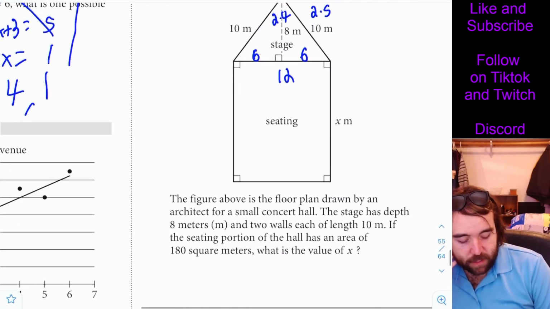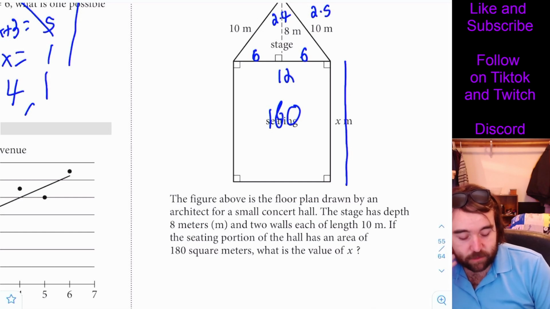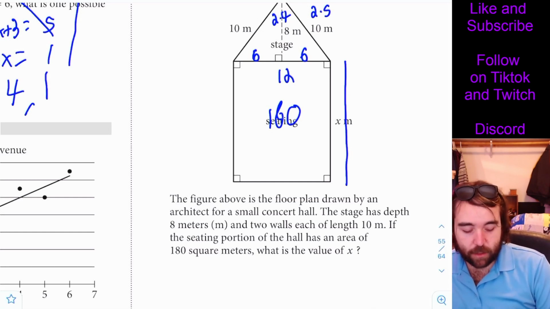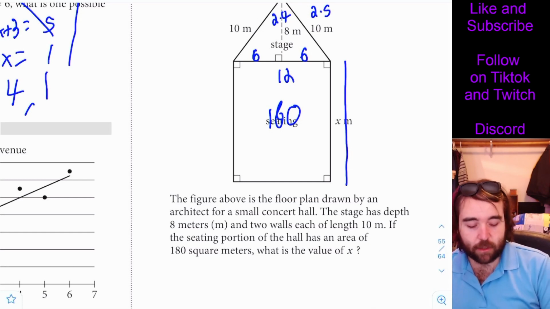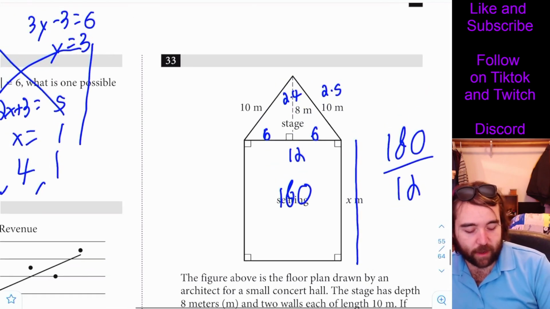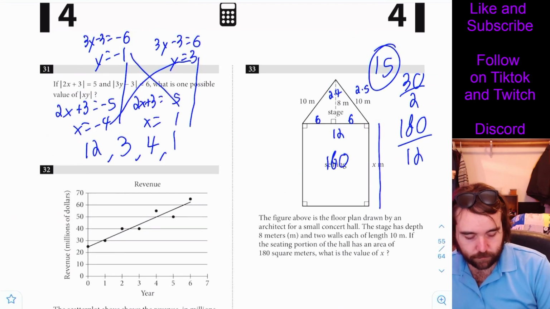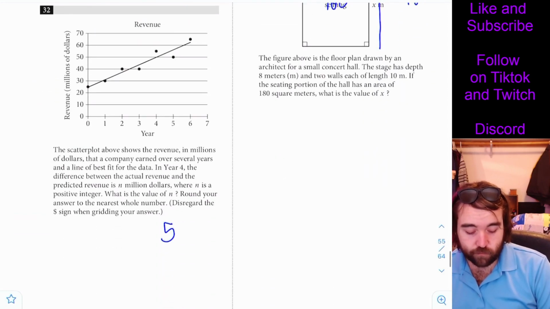And if we know the seating area is 180, so if we want to find this x, which is exactly what we want to find, 12 times x is 180. So we're looking at 180 divided by 12. Of course you could whip out a calculator, but I would just cancel a 6 to see that it's 30 over 2, to see that it's 15. Yeah.